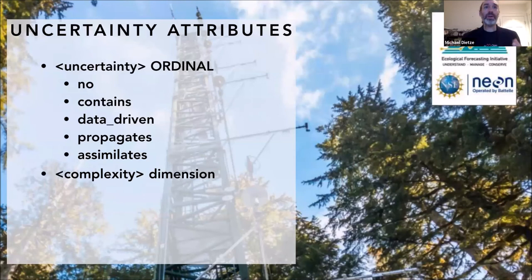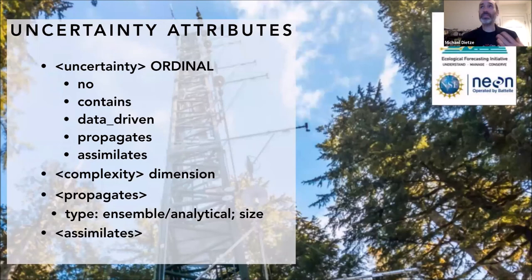So for example, if you have parameters, how many parameters you have? That would be the dimension of the parameter vector. If you propagate uncertainty, what approaches are you using? And similarly, if you're assimilating data, what approaches are you using?